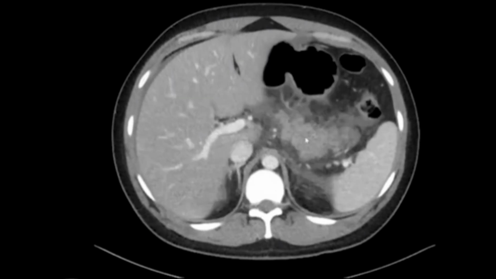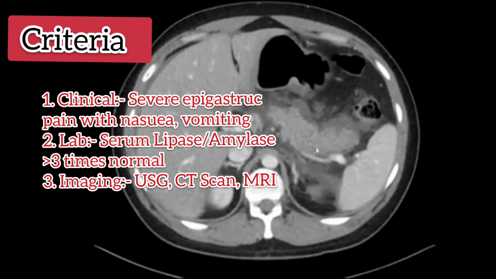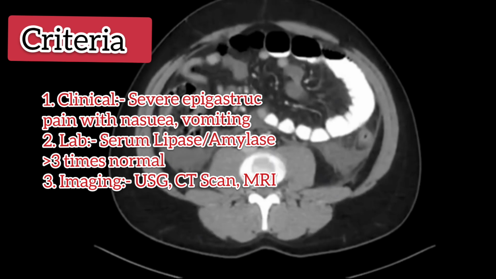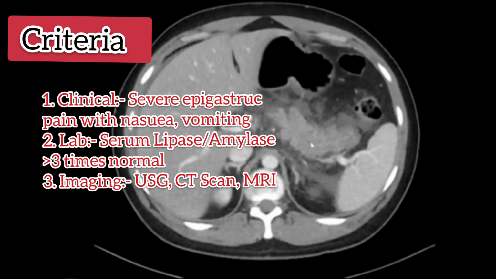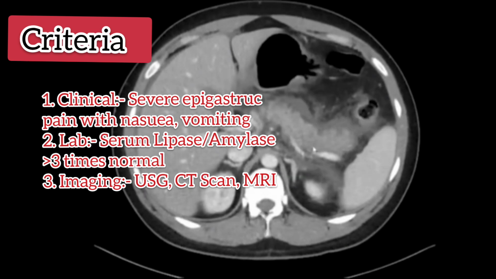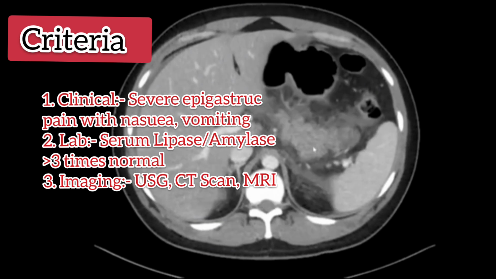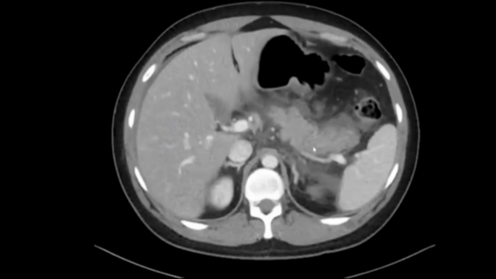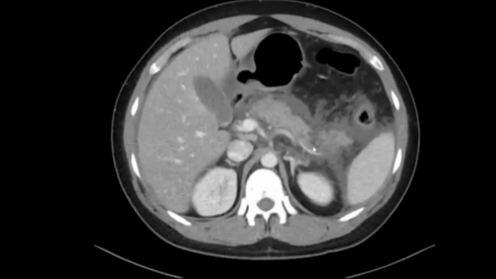So, what is the criteria to diagnose? We usually have three parameters. Number one is the clinical. Clinically, we have to look for severe pain, vomiting, nausea. The second is the labs. In the labs, we have to check the serum lipase and the amylase. Usually, the serum amylase and lipase are raised more than three times the normal values. And the third important thing is the imaging. On imaging, we can do ultrasound, CT scan, and also sometimes MRI. So we have already discussed that.